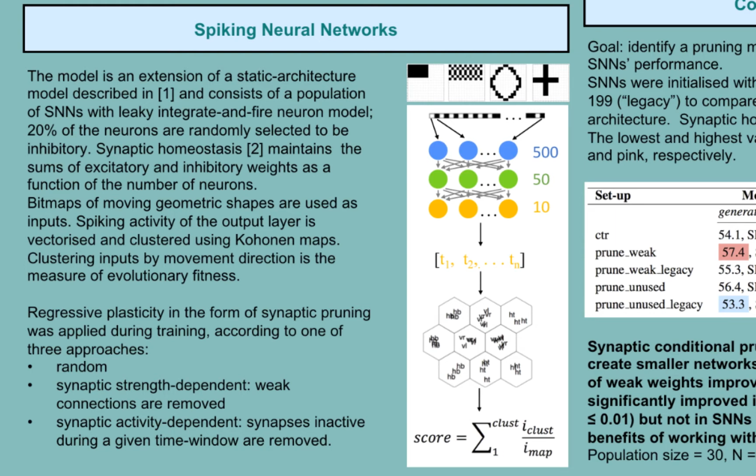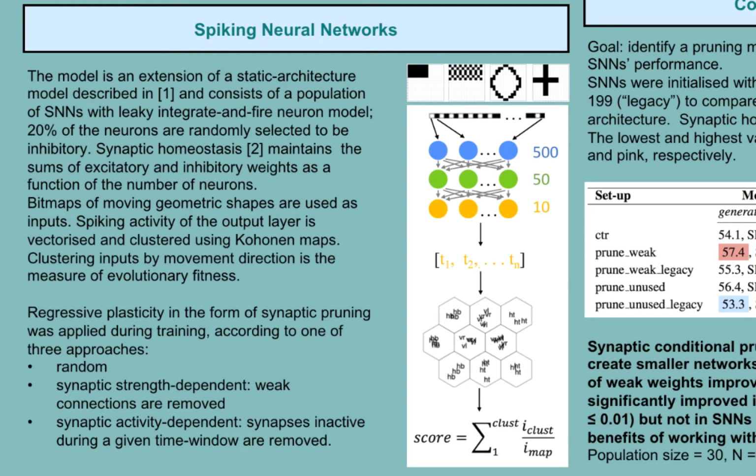During testing, we take the activity of the output layer, vectorize it to encode the number of spikes at a given time point, and feed it into a Kohonen map. The Kohonen map clusters vectors coming from spiking neural networks that had different geometric shapes mapped onto them. We then score the quality of this clustering and use it as a measure of evolutionary fitness.